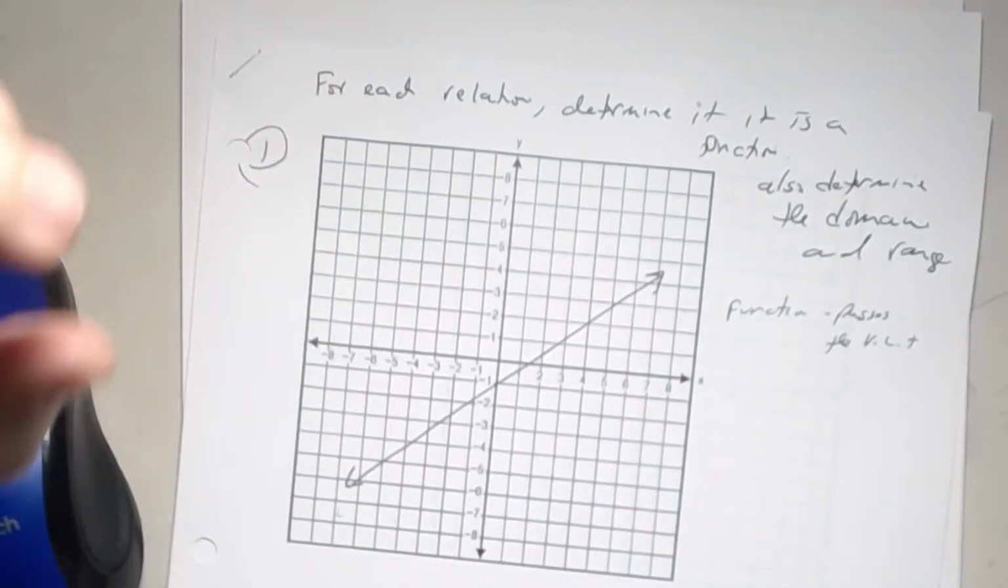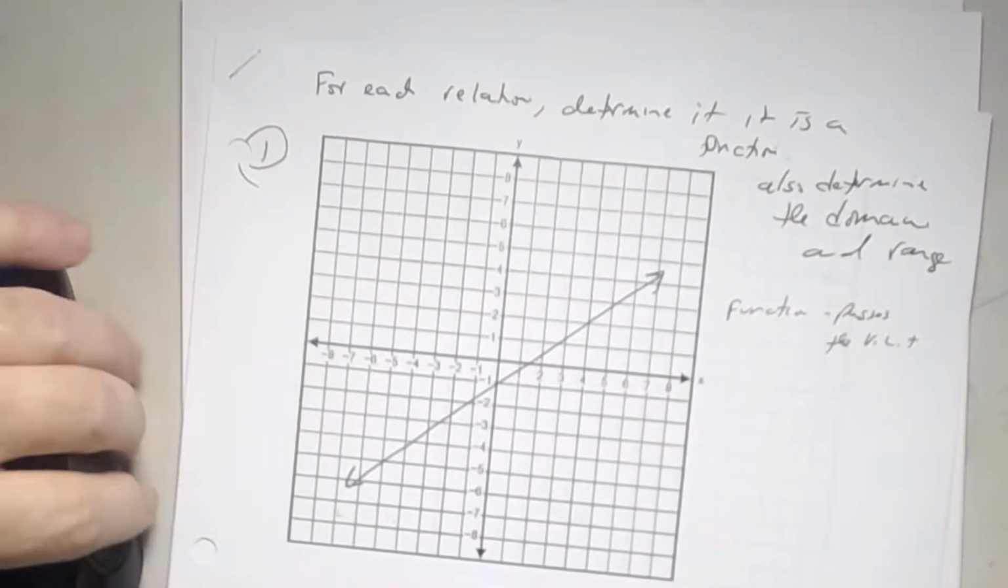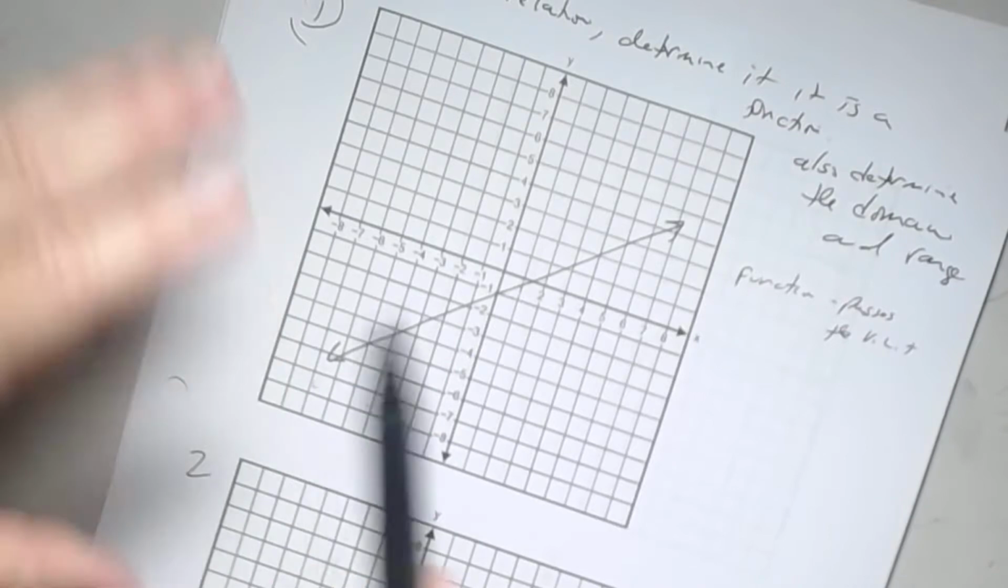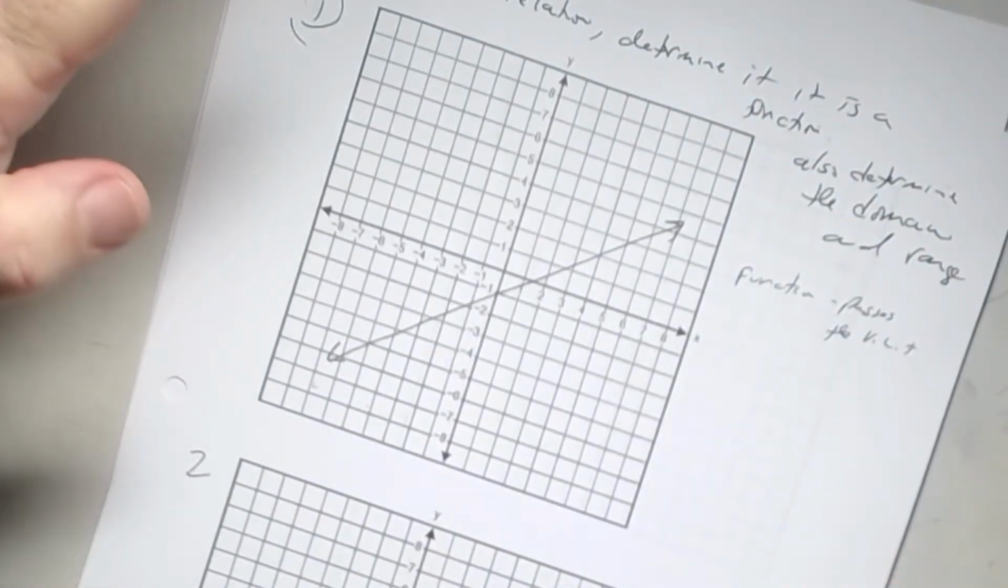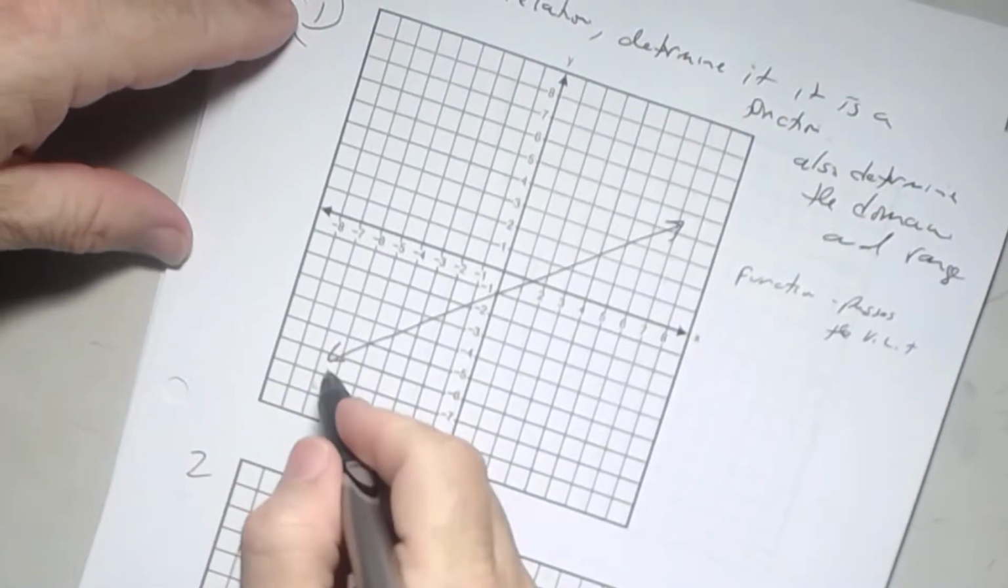All right, now listen carefully to this. To find the domain, remember the domain is a set of what? X's. X coordinates. The range is a set of Y coordinates. All right, now look at this carefully for a moment. You read a graph from left to right. And remember, these are arrows right here.